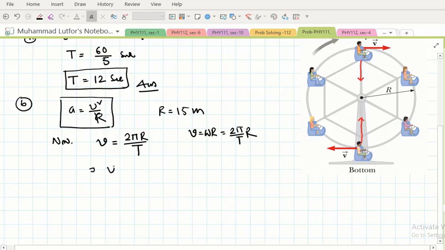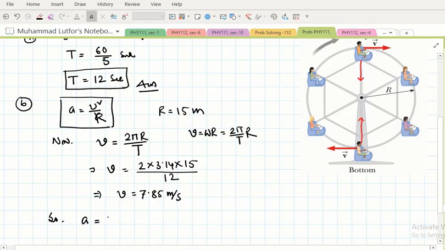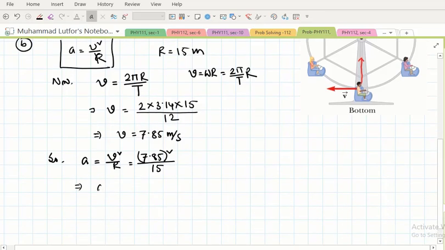Now, we know v is 2 times 3.14 times 15 divided by 12. That gives v equal to 7.85 meters per second. So the centripetal acceleration a would be v squared over r, which is 7.85 squared divided by 15. If you solve, you will find that the magnitude of this centripetal acceleration would be 4.10 meters per second squared. This is the magnitude at the top and the bottom; it would be the same.